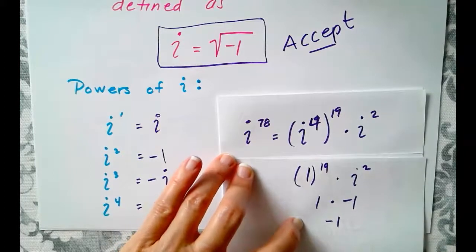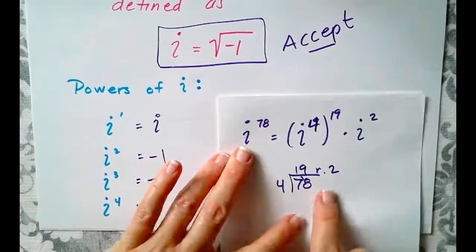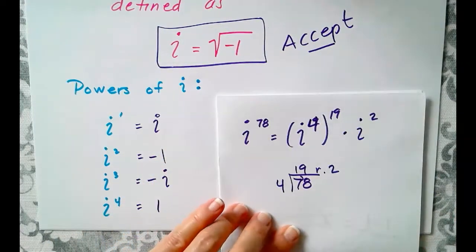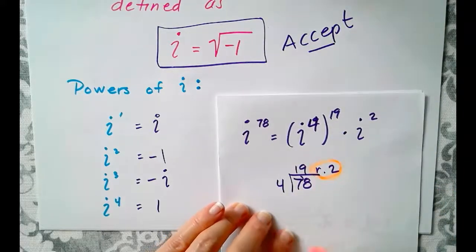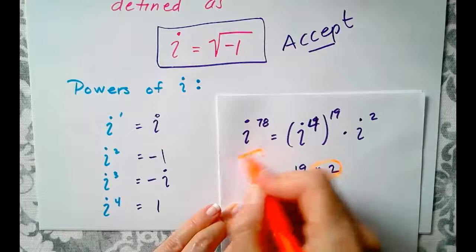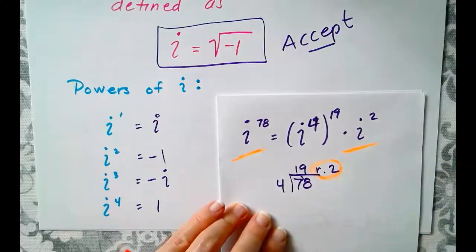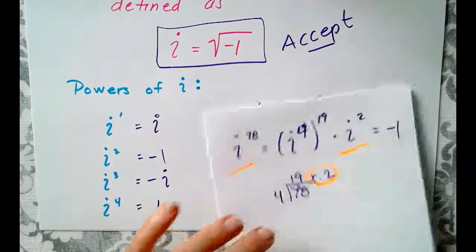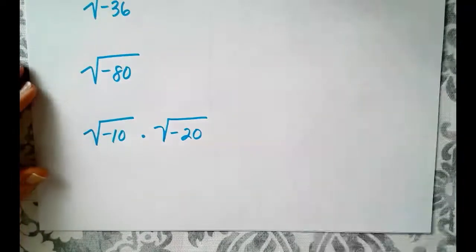Now the easiest way to think about this, and it's just kind of a quick trick, is when you do the division, you just look at whatever the remainder is. And whatever the remainder is, that's the easiest way to make a substitution. So i to the 78th is simply equivalent to i squared, and of course i squared is equal to -1. So that's the shortcut for simplifying powers of i.